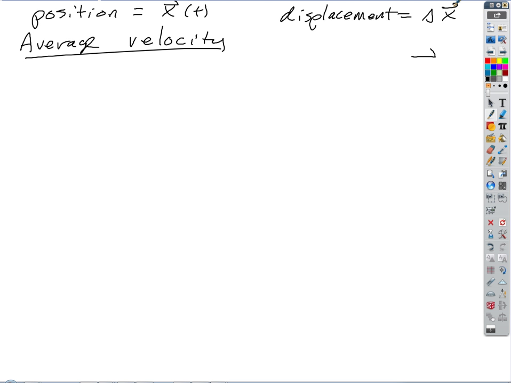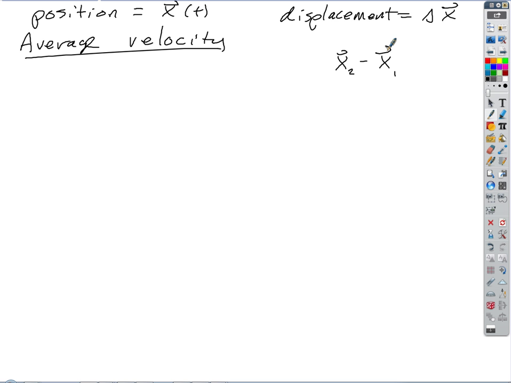Another way of writing that would be something like displacement might be x2 minus x1, something like that. Subscripts just mean this is my initial, my first position, and that's my second position. And the difference between those two is my displacement.